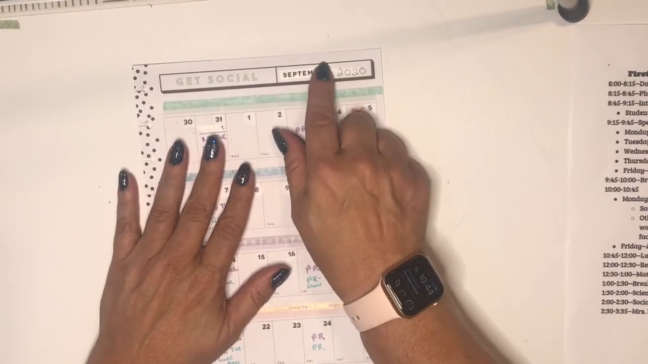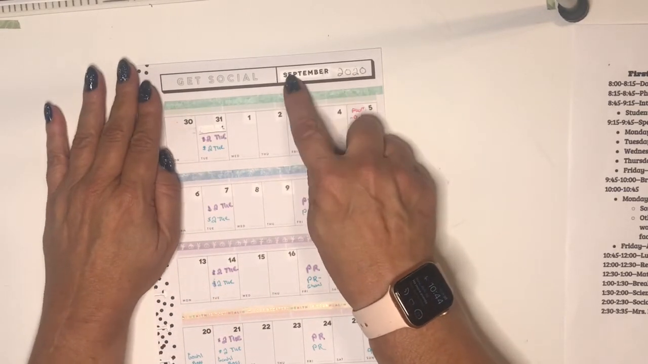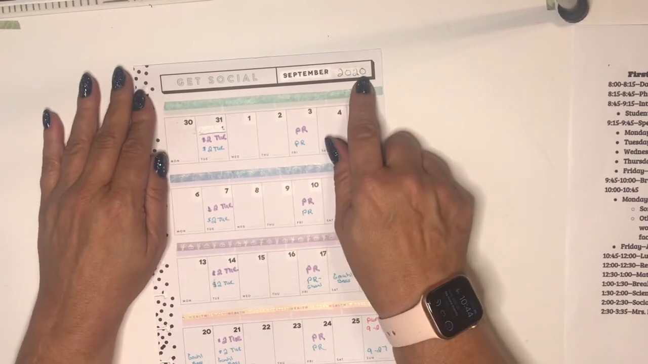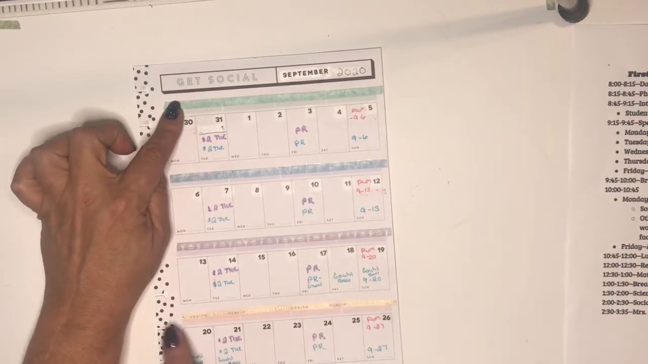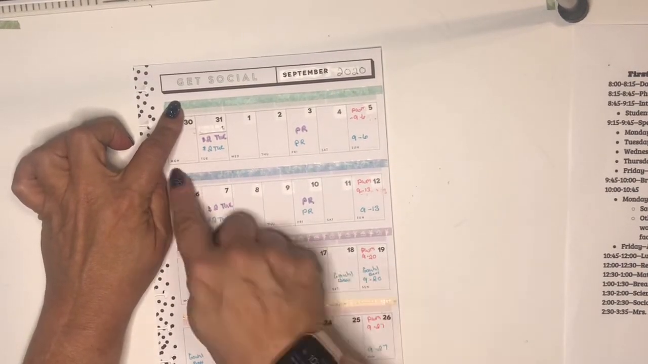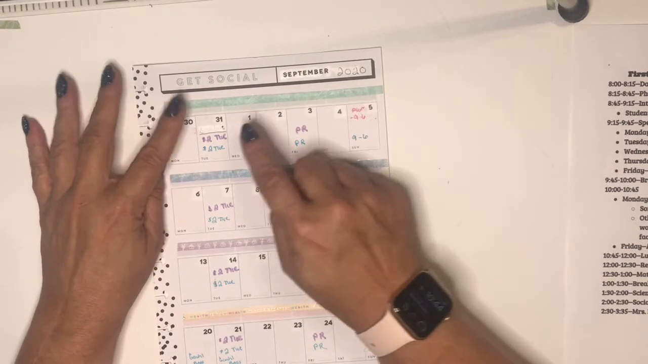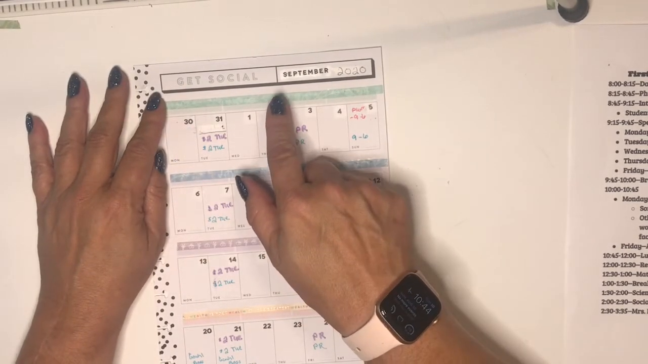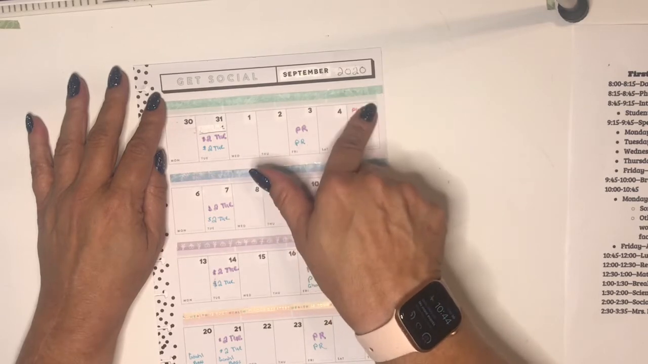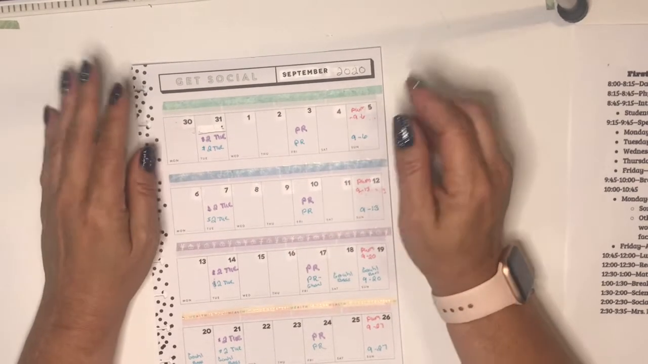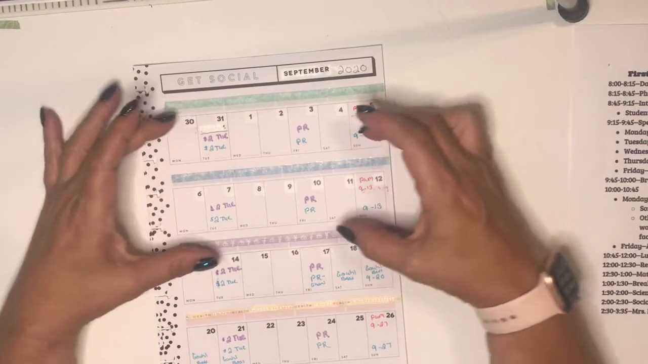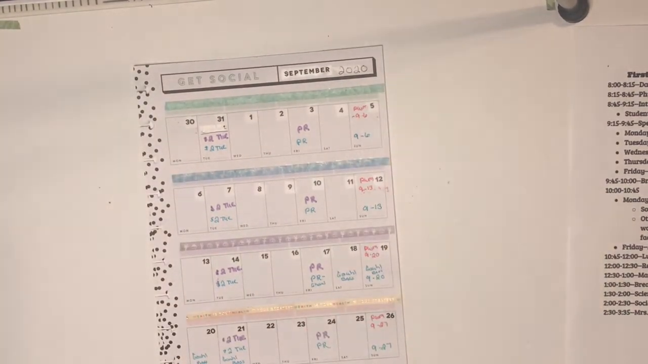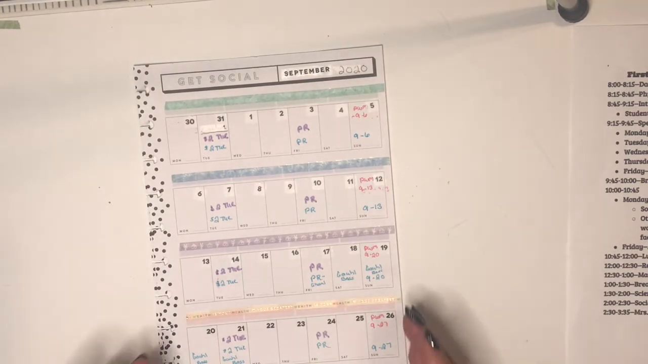So I whited out where it said week of and put in September 2020. I then took some washi tape and covered these individual rows, because normally it says account, top number of likes, number of comments, number of new followers. That's not stuff that I'm worried about tracking. I'm doing all of my social media, so Instagram, Facebook, YouTube, all on one sheet.